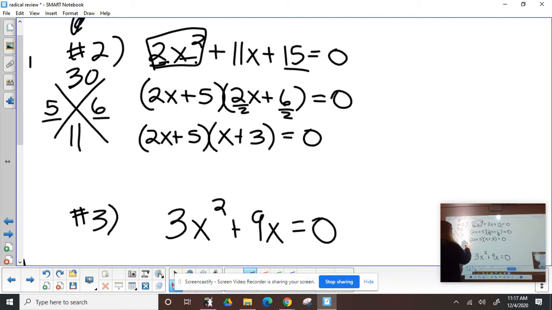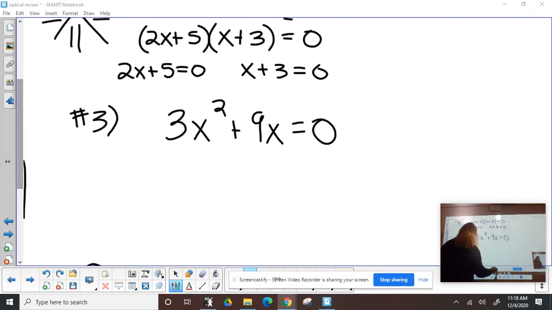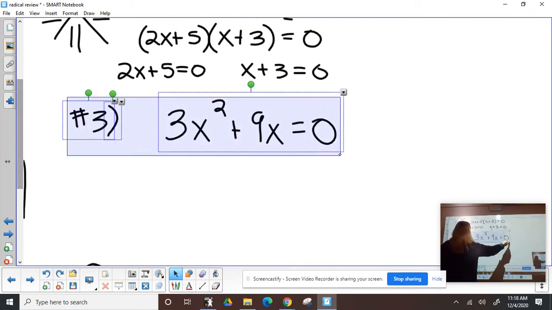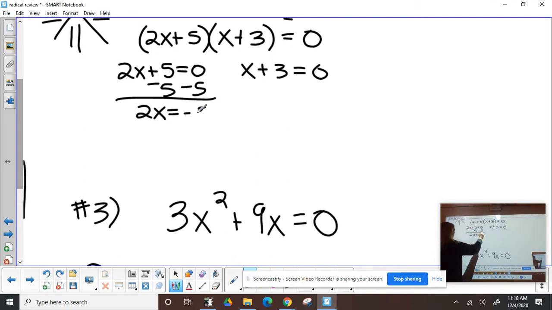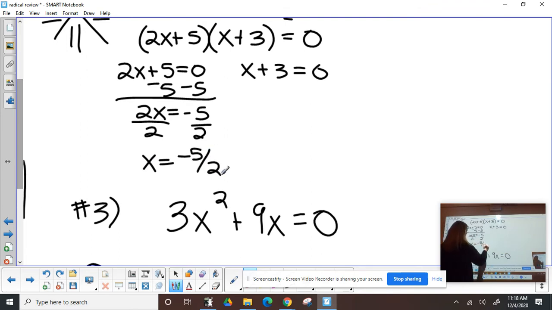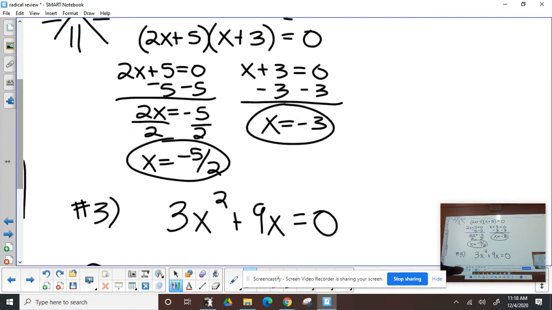To solve, you're going to set both parentheses equal to 0 and solve for x. So for the first one, to solve for x, I want to subtract 5 from both sides to get 2x equals negative 5, divide by 2, x equals negative 5 halves. For the second one, I want to subtract 3 from both sides to get x equals negative 3. So those are the answers for my example. Now, hopefully that'll help you with your example.